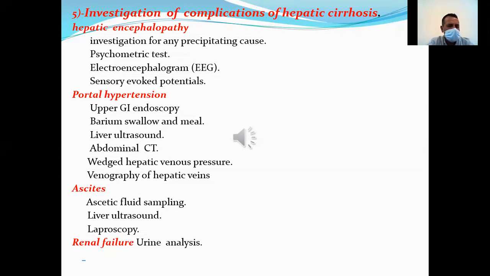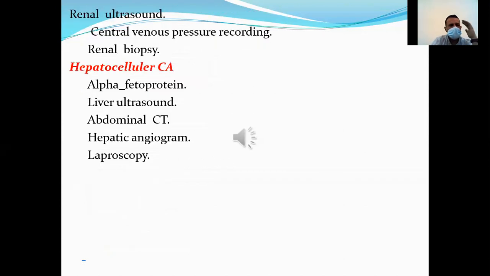If complicated by ascites, ascitic fluid analysis and sampling, liver ultrasound or abdominal ultrasound to detect if there is fluid, or rarely a laparoscopy. Renal failure complicating liver disease, by urine analysis or renal ultrasound, central venous pressure recording or renal biopsy.